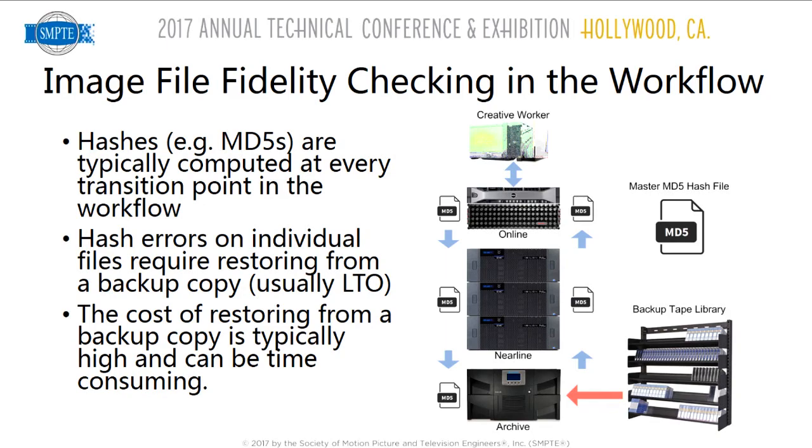So what happens when the hash doesn't match? Well, you're typically loading the file, restoring it from some backup copy. But there are problems with doing that, and the biggest problem is that nobody has idle resources sitting around waiting to jump in and solve these problems. So your LTO is busy, you put a ticket in, and you're going to get that file restored at some point in time. A master MD5 file is kept, and you can compare your MD5s against that.